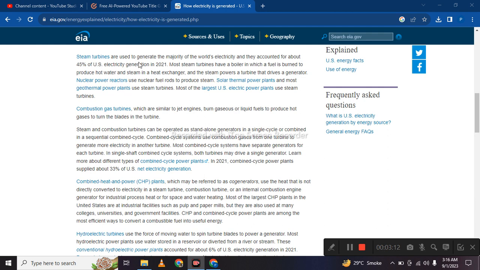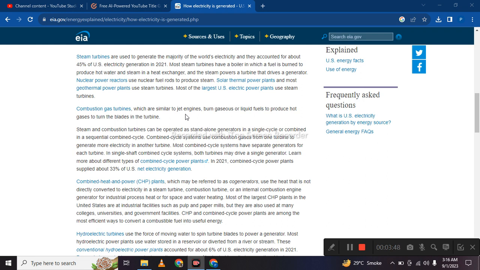Steam turbines are used to generate the majority of the world's electricity, and they accounted for about 45% of US electricity generation in 2021. Most steam turbines have a boiler in which a fuel is burned to produce hot water and steam in a heat exchanger, and the steam powers a turbine that drives a generator. Nuclear power reactors use nuclear fuel rods to produce steam. Solar thermal power plants and most geothermal power plants use steam turbines.